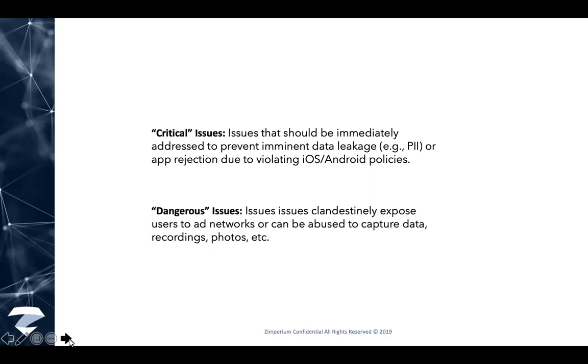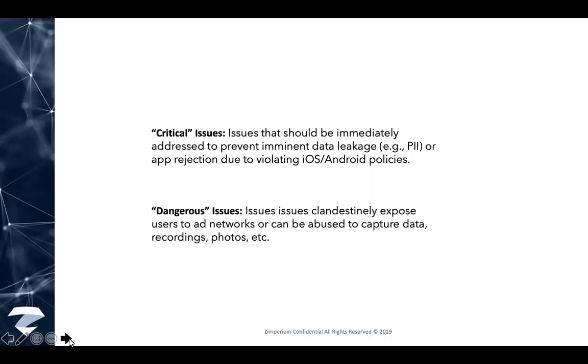Dangerous ones are ones like the ad networks and potential data abuse elements, which are not necessarily imminent. They're not quite as critical, but you still need to know about them. And then basically what ends up happening with every one of our customers who actually takes these reports and does some stuff with it, scanning their own internal apps, it's always just like every other part of security, it's a risk-reward analysis.